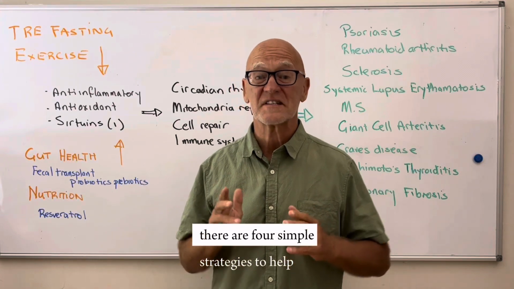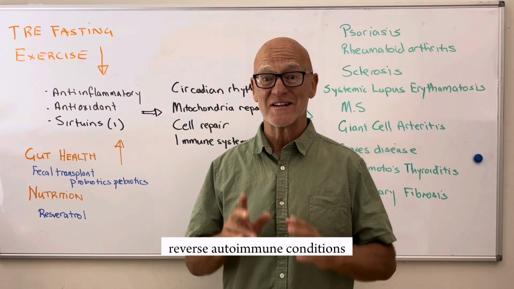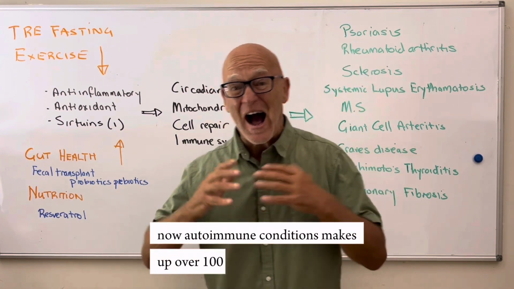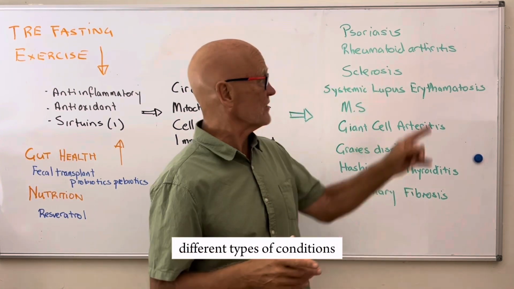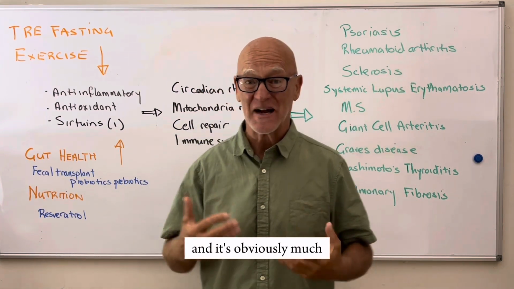There are 4 simple strategies to help reverse autoimmune conditions. Now, autoimmune conditions make up over 100 different types of conditions. Some of the ones I've listed here, you can see, and it's obviously much, much longer.